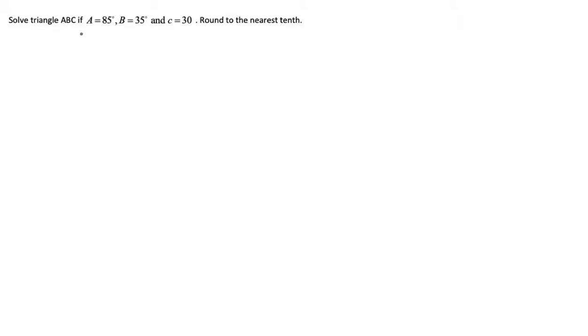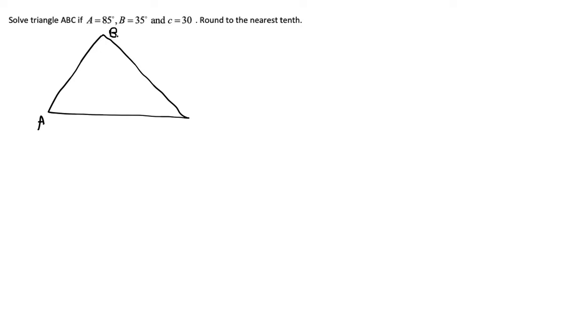Solve triangle ABC if A is 85 degrees, B is 35 degrees, and C has a length of 30. And then we will round our final answer to the nearest tenth. Right, the first thing we should do is draw out this triangle, just so that we see what information is given. Okay, which sides and which angles are given.